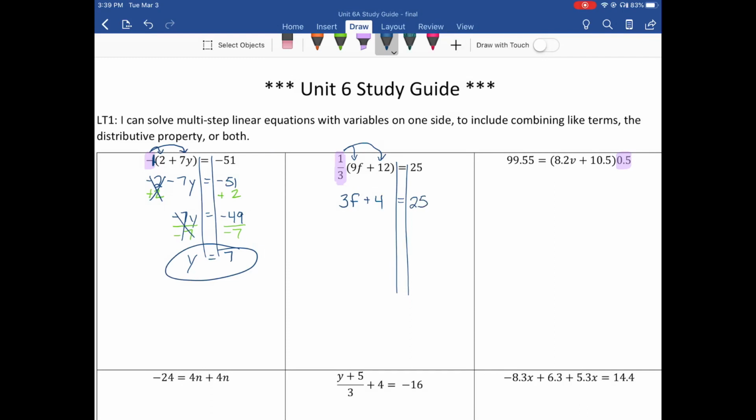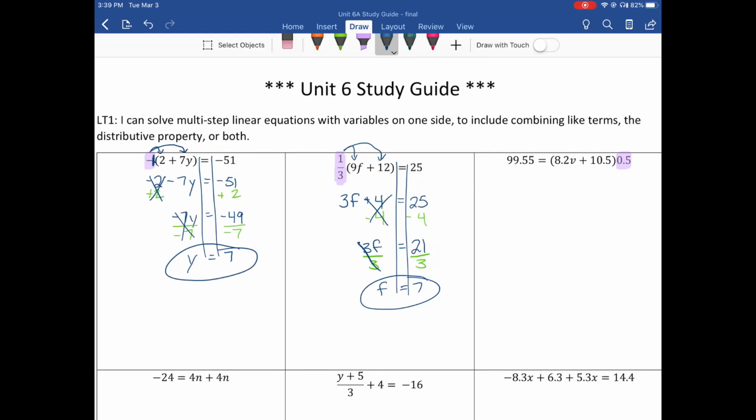Once again, we have a variable and a constant on the same side, so we need to get rid of one of them. So we're going to subtract the 4, because +4 and -4 cancel out, you get 0, and you're left with 3f. And then 25 minus 4 is going to give us 21. And our last step again is just to divide by that coefficient. So we're going to divide by 3 on both sides. And we're left with f is equal to 7.